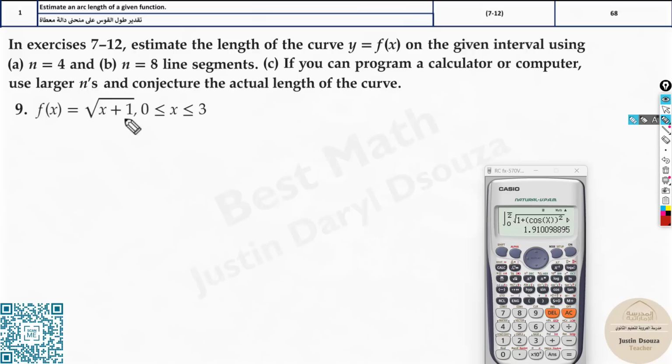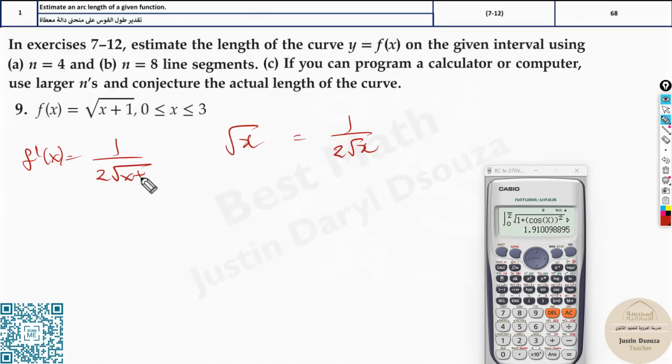Now here you just have to know the derivative. Before I solve this, the derivative of root x is 1 by 2 root x, isn't it? So what I'll do over here is, I'll just derive it directly. It'll be 1 by 2 root of x plus 1. And inside this, the derivative would be just 1, so we do not need to write it. So this is the derivative.